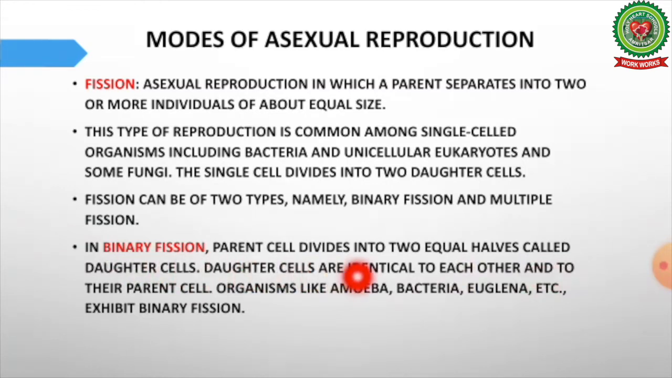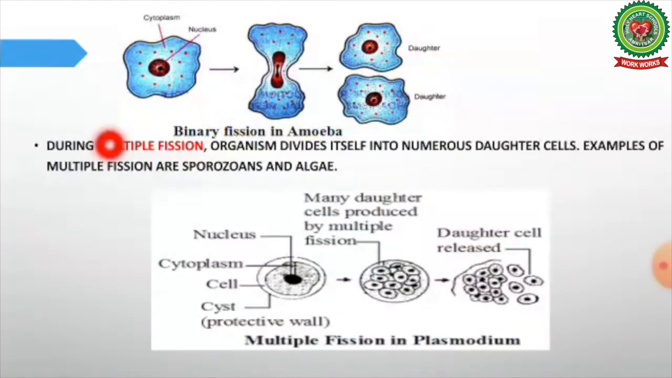Organisms like amoeba, bacteria, euglena, etc. exhibit binary fission. Here we can see binary fission in amoeba, which results in the formation of two daughter cells which are genetically similar to their parent cell and to each other also.